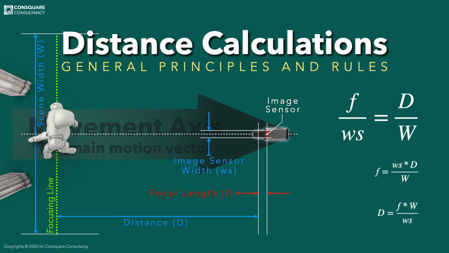Here, the case has a predetermined location of the camera. This means the distance is known in addition to the width of the scene and the image sensor. Then we need to calculate the proper focal length in order to achieve such a specific operational requirement. This formula is applied to do so.